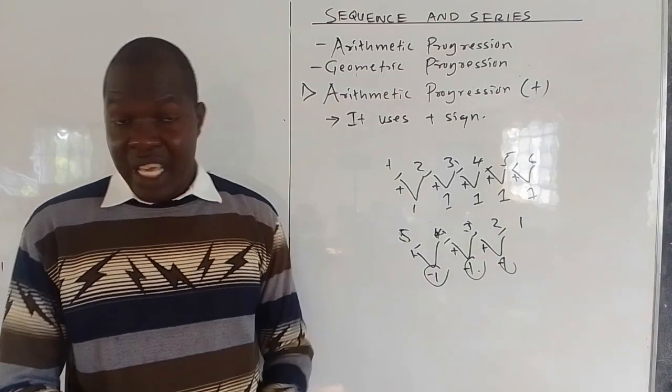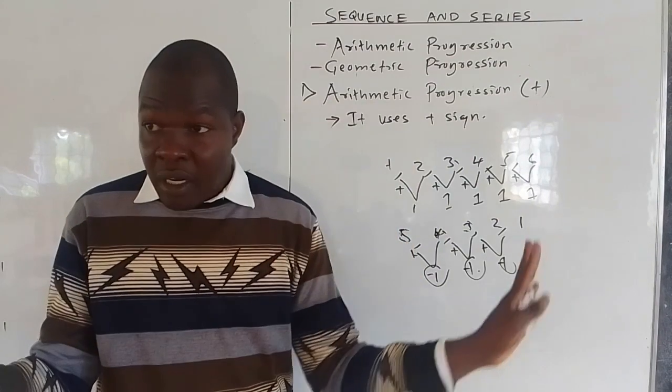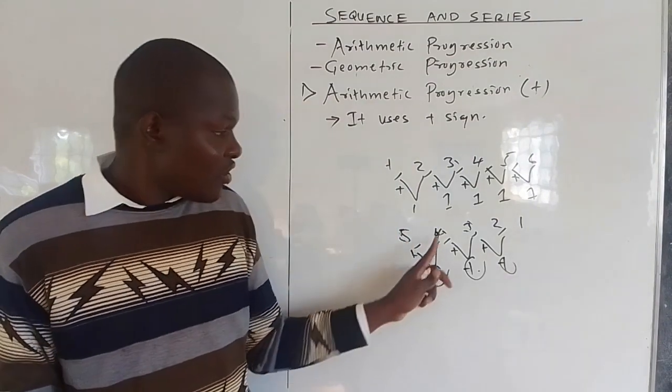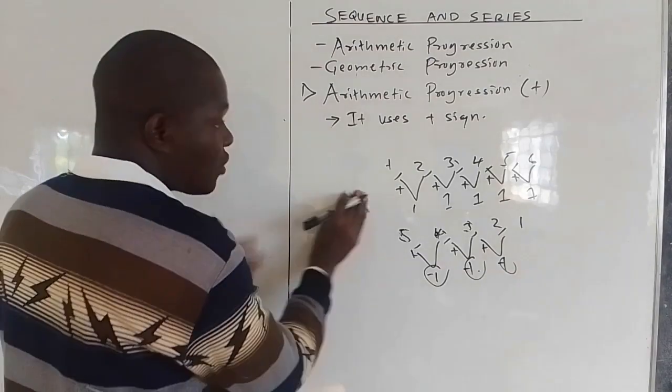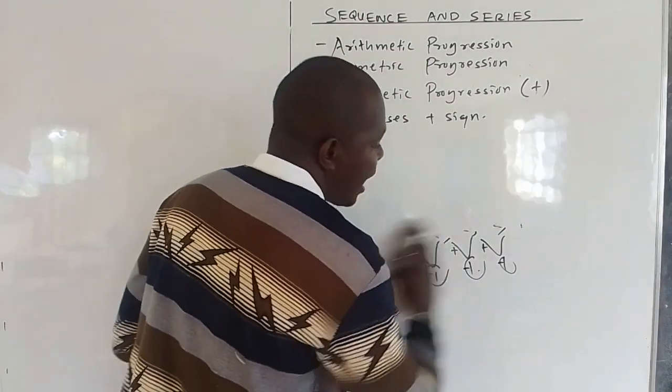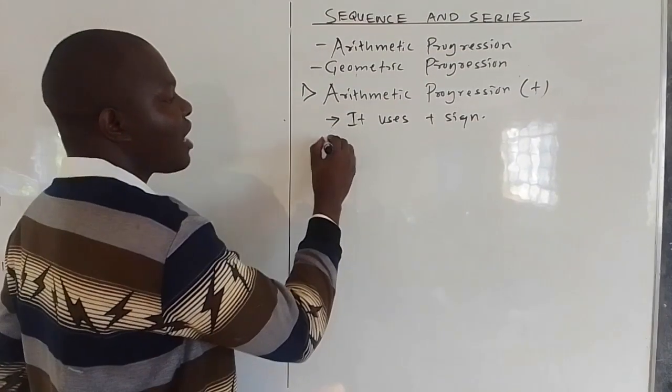Are we together? It basically uses the addition sign only. So when you are getting this common difference between the two numbers, it is addition sign only. So after that, what else do you know about arithmetic series?